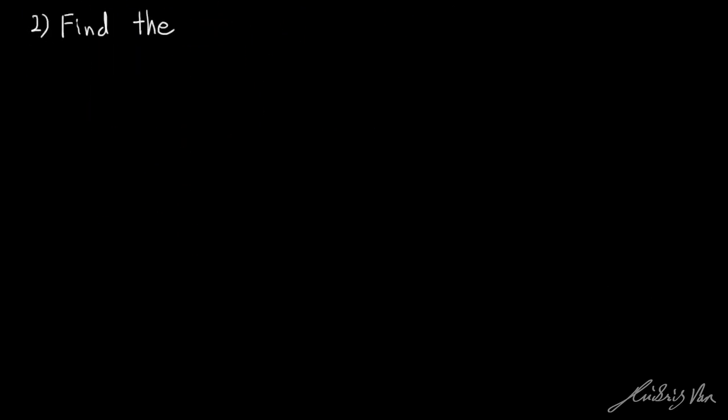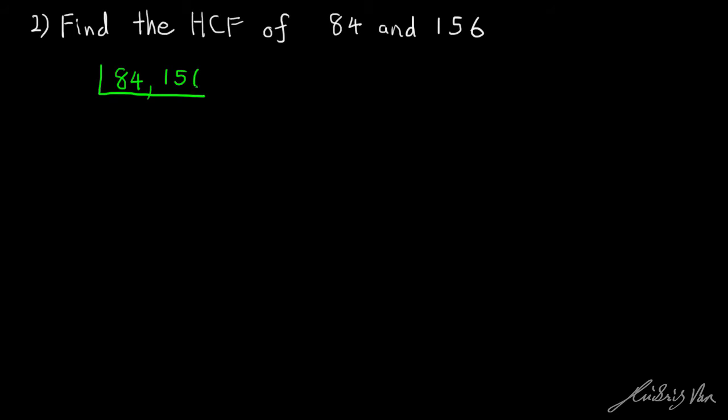Next example will be find the HCF of 84 and 156. So again, we list out 84 and 156. Then we perform prime factorization on them together. So 2 is a common factor of 84 and 156. So we divide both numbers by 2. And we get 42 and 78. So we can divide both even numbers by 2, and we will get 21 and 39.